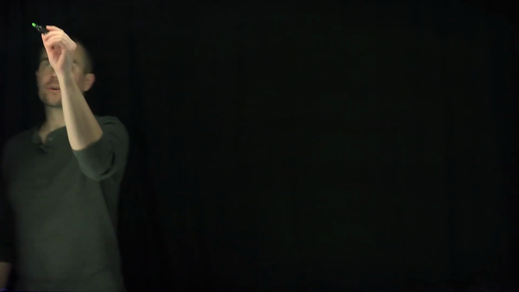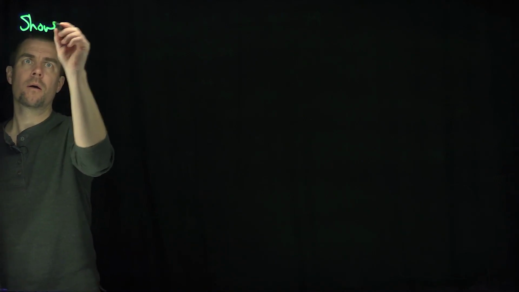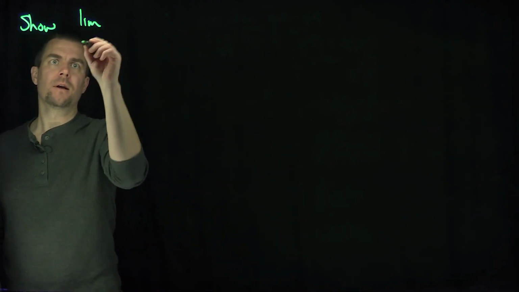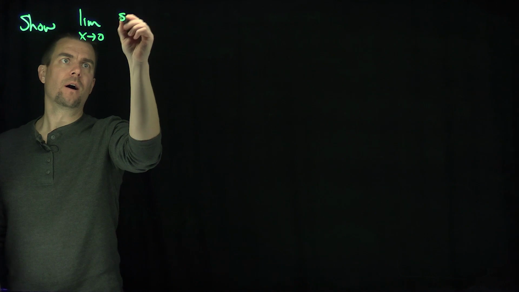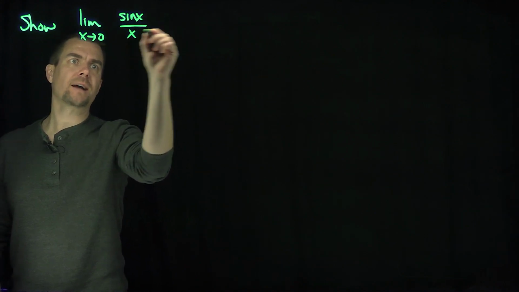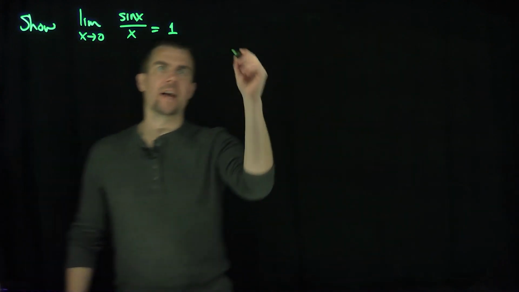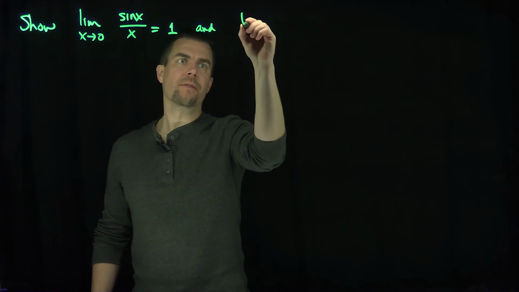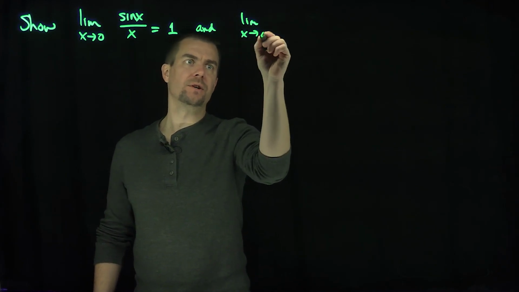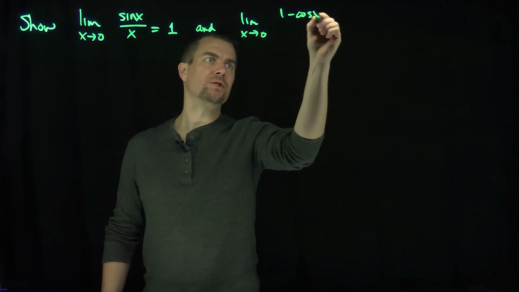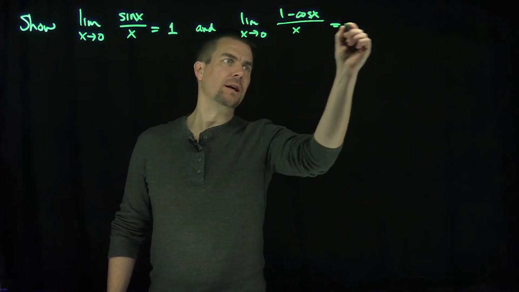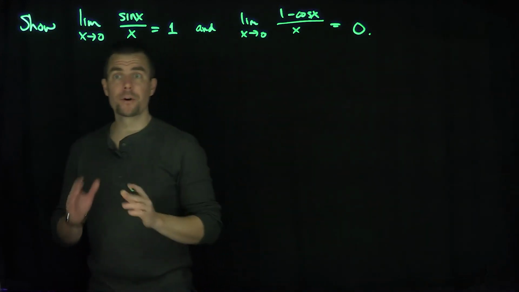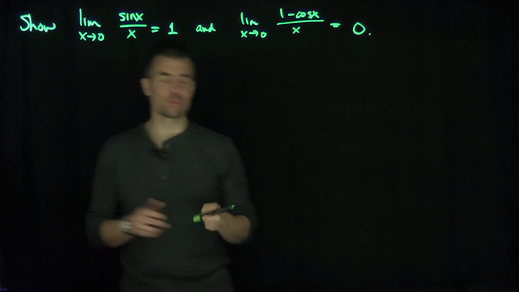Hello students, in this video we will analyze two important trigonometric limits. We're going to show that the limit as x approaches 0 of sine of x over x is equal to 1, and that the limit as x goes to 0 of 1 minus the cosine of x over x is equal to 0. These limits are very useful in showing that sine and cosine are differentiable functions.